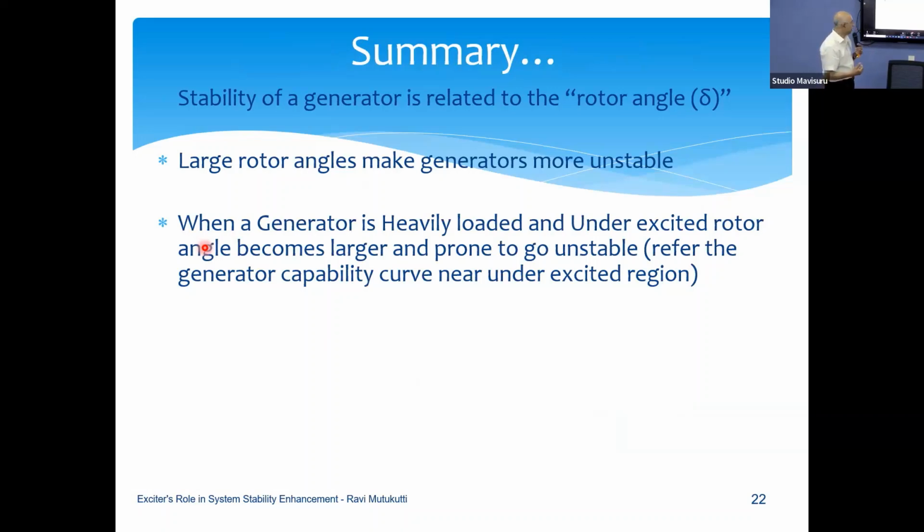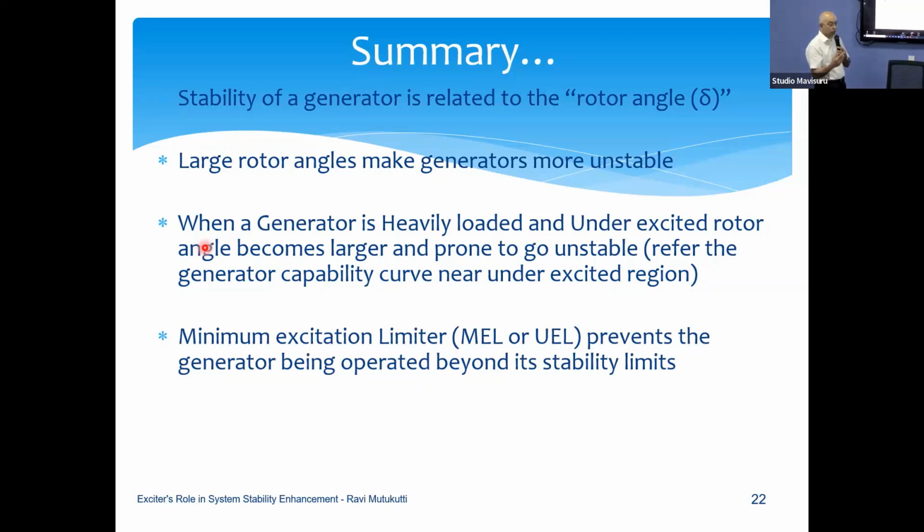Whenever the rotor angle is large, units are more unstable. Whenever the generator is heavily loaded in the under-excitation region, that's where your rotor angle becomes biggest. Therefore, that's the area where you should avoid operating your generating unit. The minimum excitation limiter, or under excitation limiter, is one of the remedial measures to prevent the rotor angle instability or the frequency instability.